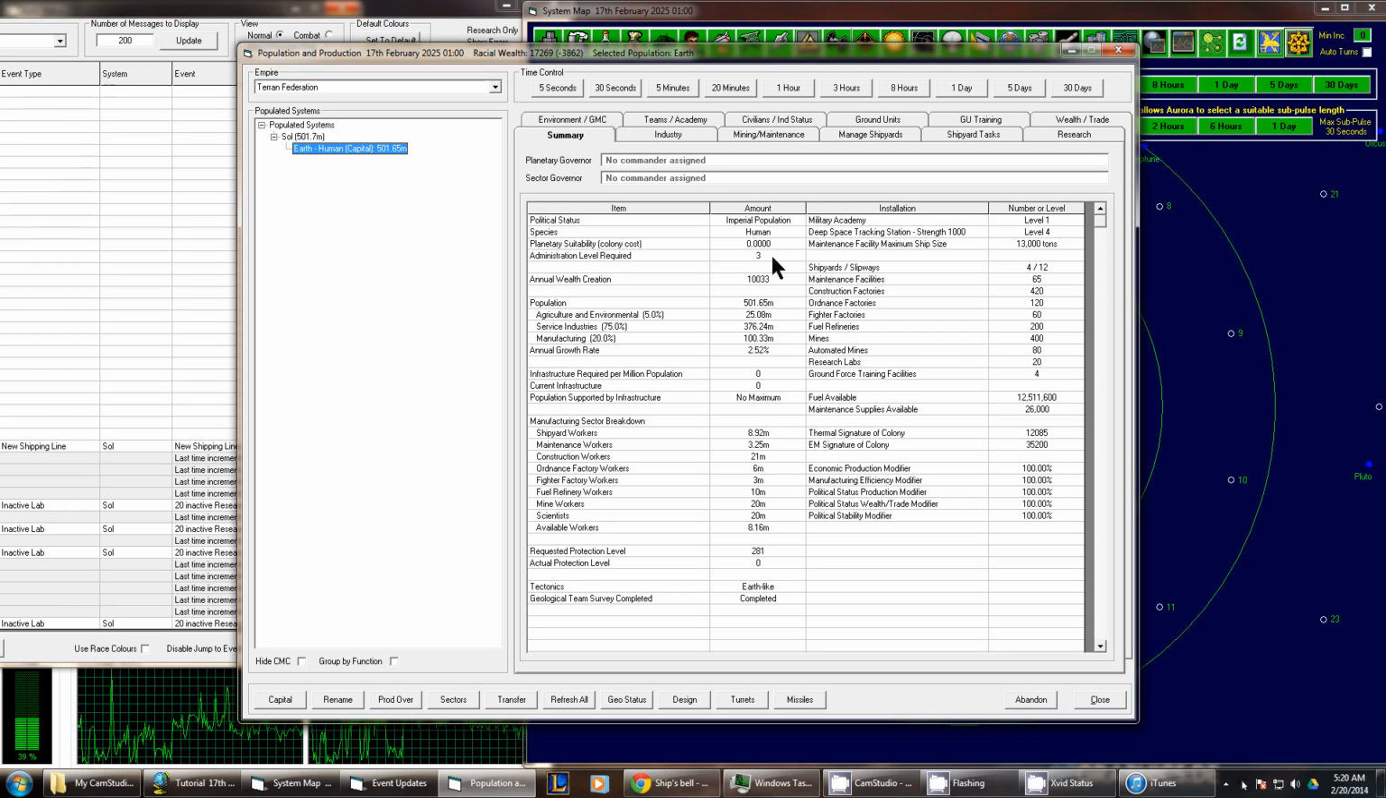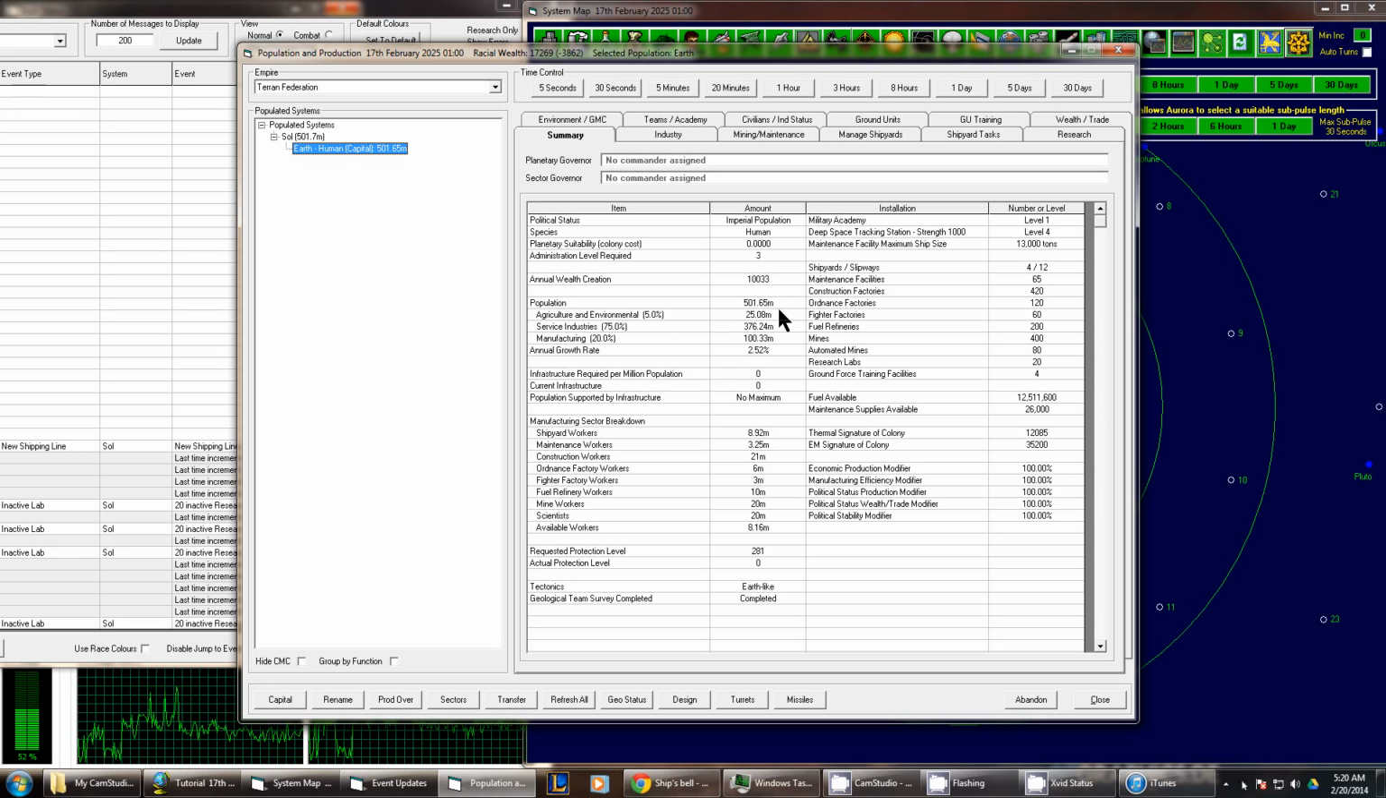Administration level required means how hard it is for a leader to run your civilization on this planet, or your colony, or in this case in Earth, I tend to think of it as country. You need to have an administration level of 3. How much wealth is created? 10,000 per year. Wealth is another subject. We'll get into that on a later tab within this tutorial.